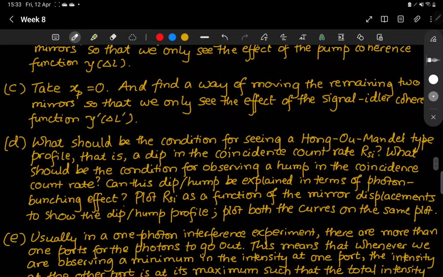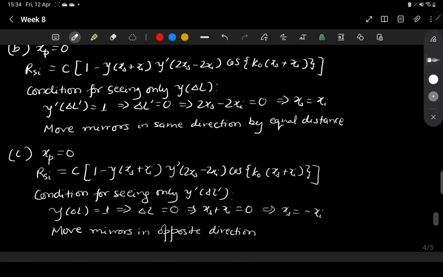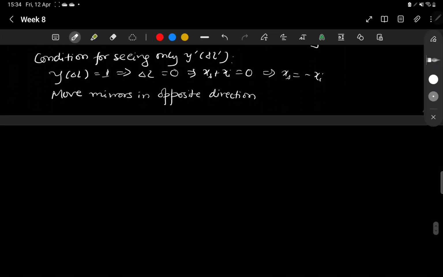Part D. What should be the condition for seeing a Hong-Ou-Mandel type profile, that is a dip in the coincidence count rate? What should be the condition for observing a hump in the coincidence count rate? And can this dip or hump be explained in terms of photon bunching effect? And then plot these hump or dip. So let me write down the coincidence count rate.